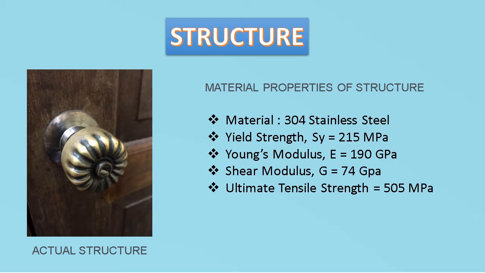Structure. This is our actual structure for this project. For the material properties of the structure, we use 304 stainless steel. Our yield strength is 215 megapascal. Our Young modulus is 190 gigapascal. Shear modulus is 74 gigapascal. And our ultimate tensile strength is 505 megapascal.